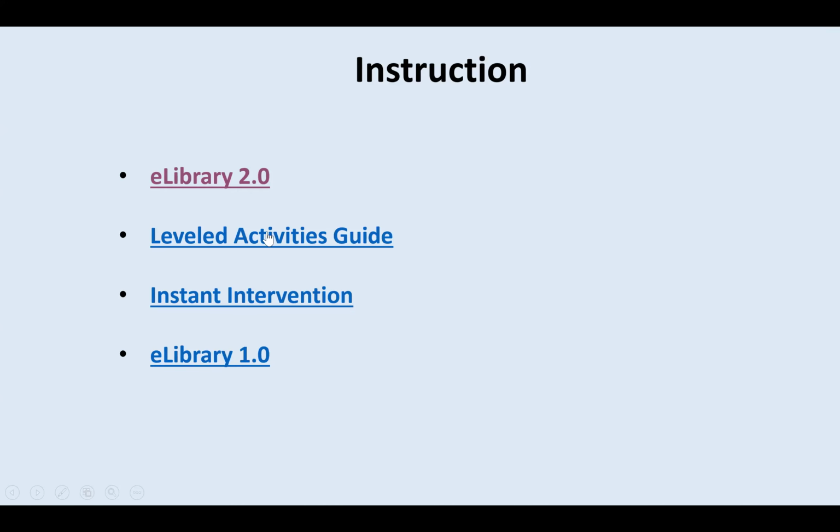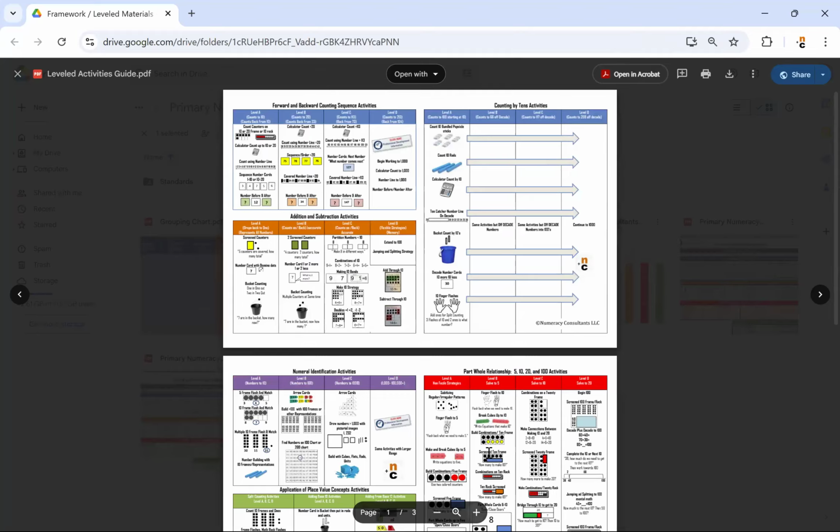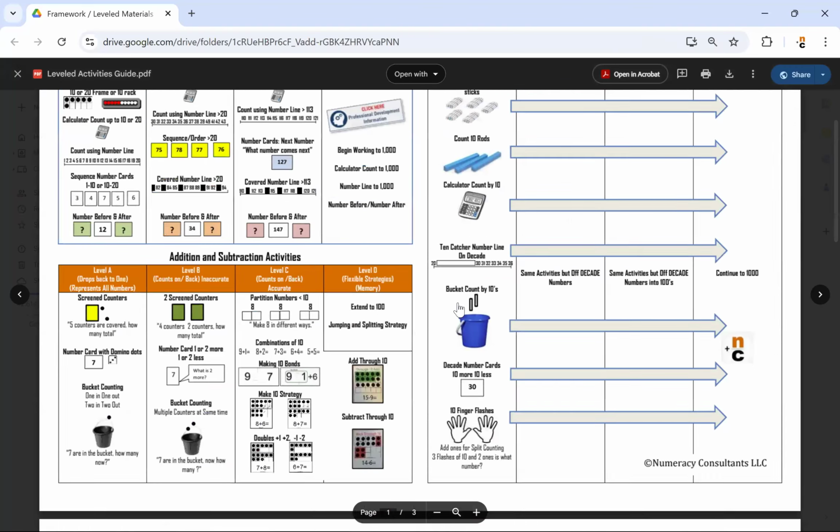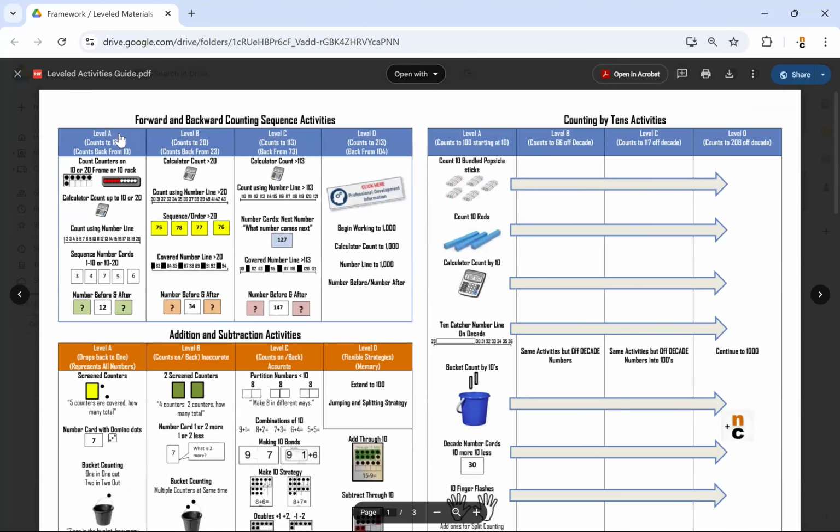The next place you can go, and I know the district I'm making this for has access to something called instant intervention. That is essentially the level activities guide, organized for you. But I want to go through what the level activities guide is first, and then we'll get into instant intervention. It's a series of lessons that were created, and as you can see here, they're structured by level: level A, level B, and level C.